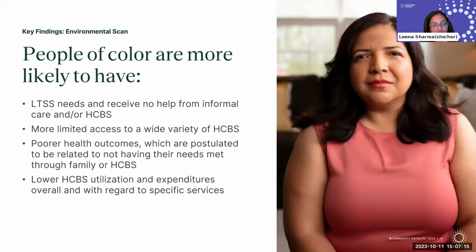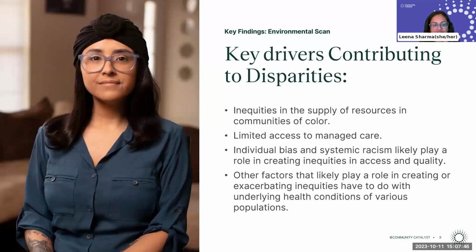People of color are more likely to have long-term service and support needs and receive no help from informal care or home and community service. There's more limited access to a wide variety of home and community-based services. They experience poor health outcomes, which are postulated to be related to not having their needs met through family or home and community-based services, and lower utilization and expenditures overall with regard to certain specific services, which we'll get into a little bit more. In the next slide, please.